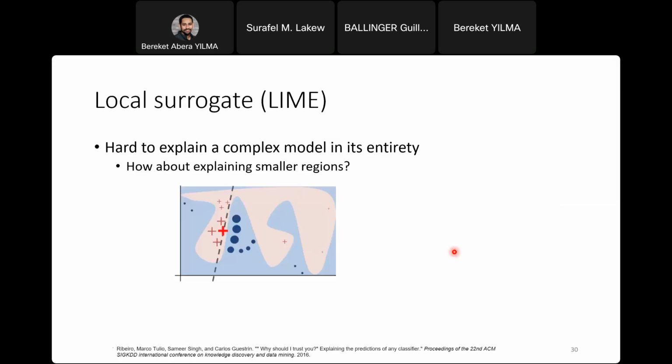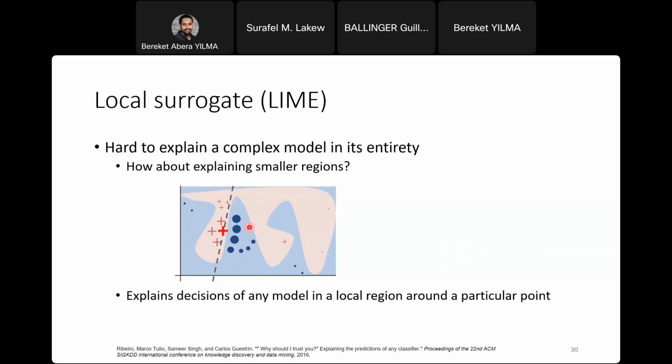And then we have surrogate models. So surrogate models is quite interesting. The problem is, how do we explain the model in its entirety? The models are quite large actually, and the decision curves can be quite complex. But what if we focus on a small region?